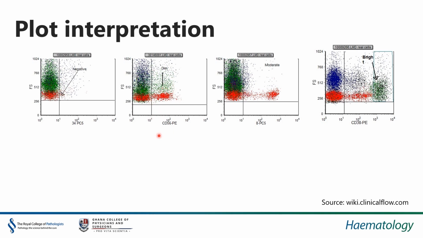We've then got a moderate expression of CD8 on our T cells over here that's falling between the second and third log decade on this plot here. And then we've got CD38 PE, which has got a very bright overexpression on this population down here. So if this was a bone marrow aspirate, we might find that these are our plasma cells over here.